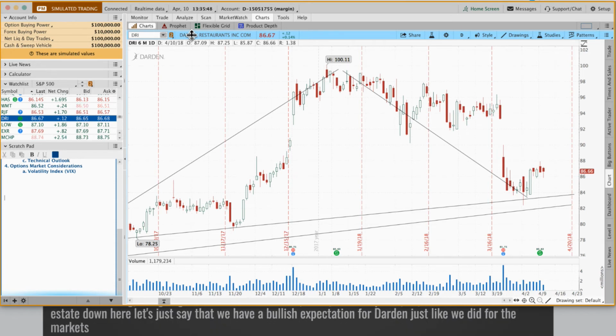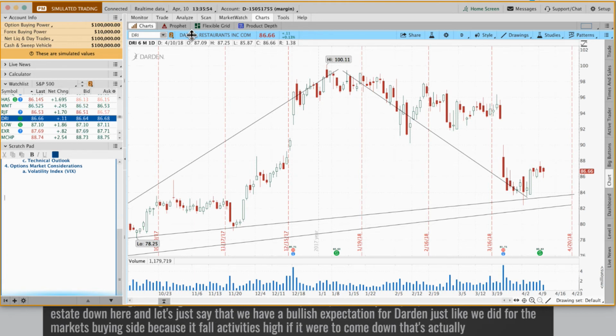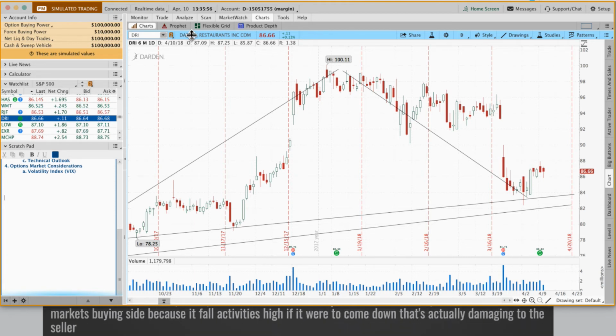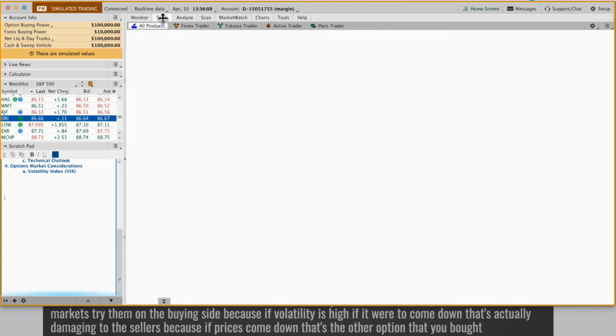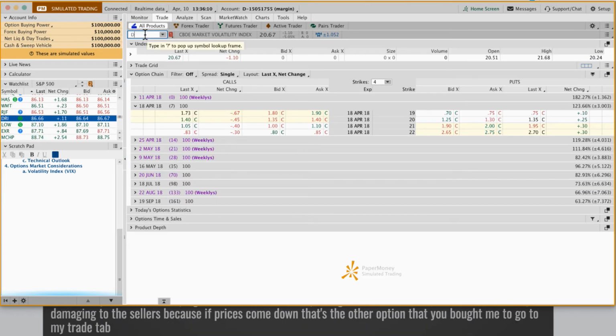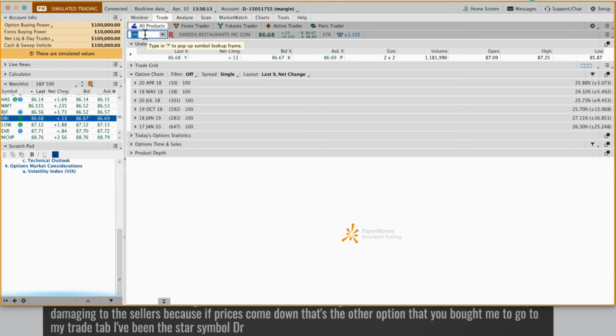And that we want to be on the selling side of the markets rather than on the buying side, because if volatility is high, if it were to come down, that's actually damaging to the buyers. Because if prices come down and you already bought the option, it can reduce potentially the value of that option that you bought.